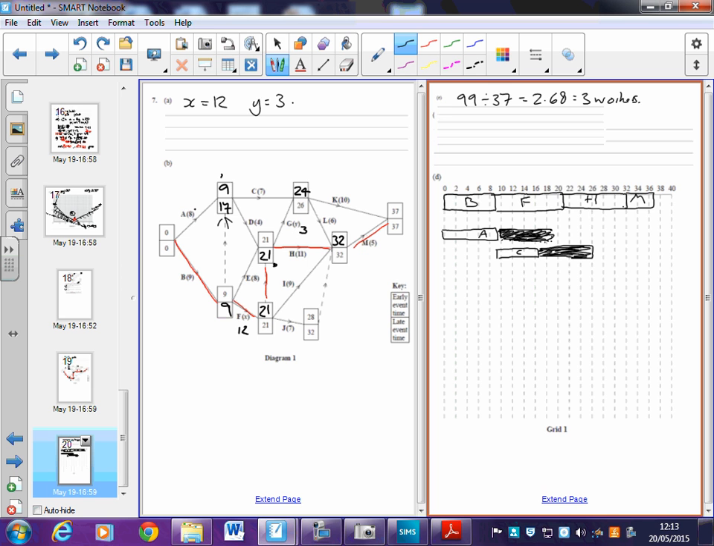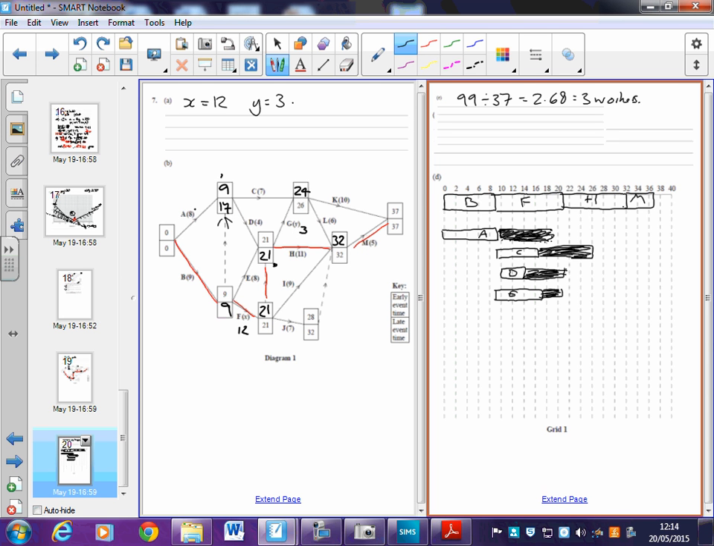Right, A, B, C, D is next. D could start at 9, and D lasts for 4. So that's D, and we could dot D all the way up to 21 because it doesn't need to be finished until then. D, E could start at 9 and last for 8. So that takes it up to 17. So this is from 9 up to 17. This was E. E doesn't have to be finished until 21. So then I just do my dots again up to that 21. Okay.